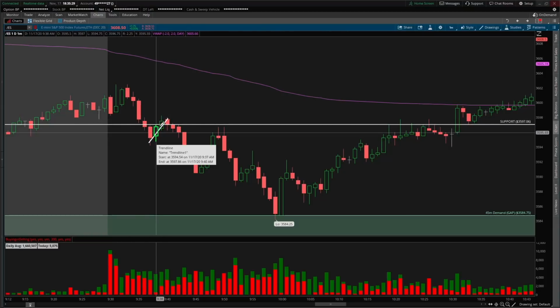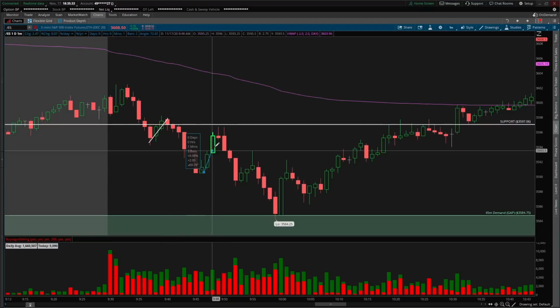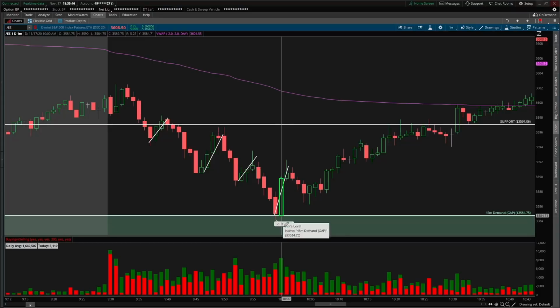We come down, we rally up, and we reject. Same thing multiple times. Look what happens when we come into demand. Now, I never look at a 1 minute chart. I'm just illustrating this example for you. We come down into demand and look at the buying pressure inside of demand. That is a very bullish sign.